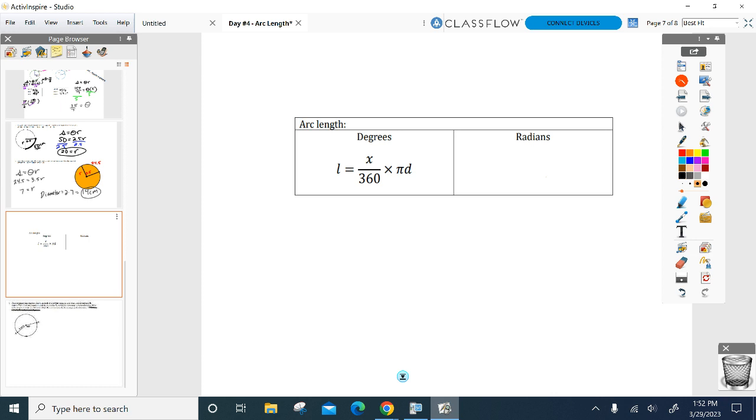So we had this for arc length already, if it's in degrees, but today, make sure you change it. S equals theta R if it's in radians.